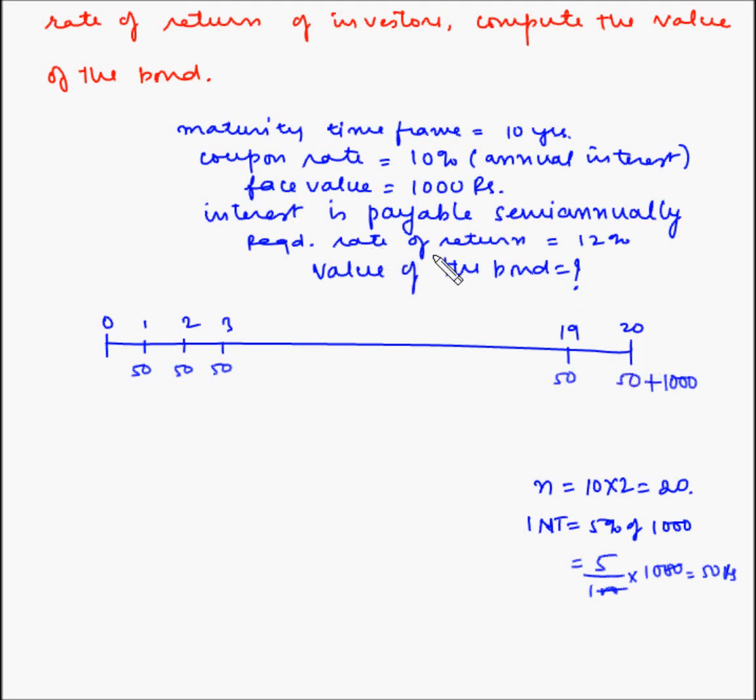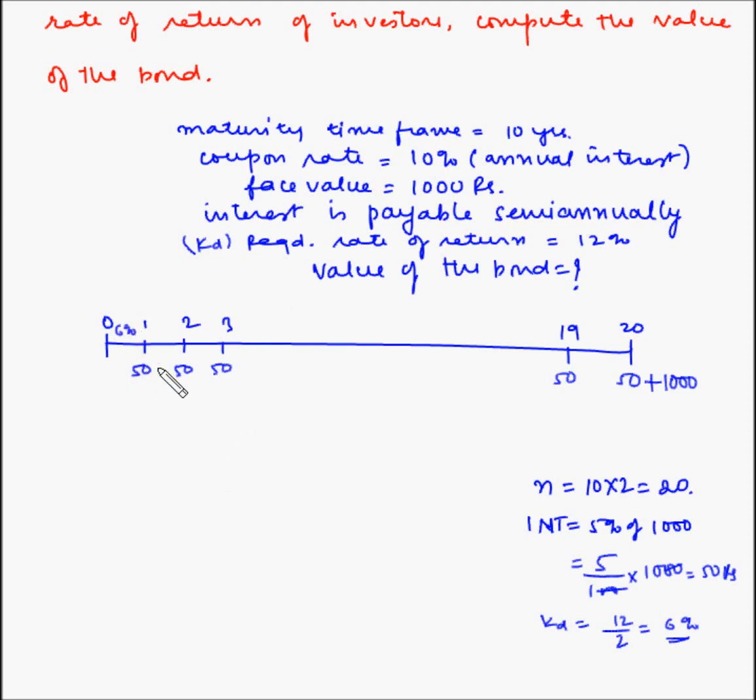Now the required rate of return is 12%. So this is nothing but KD. This is the rate which is prevalent in the market for other similar bonds, but this is the rate that they are offering on an annual basis. So for semi-annual basis, the value of KD becomes 12 divided by 2, which is 6%.